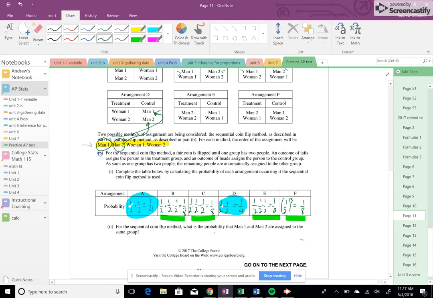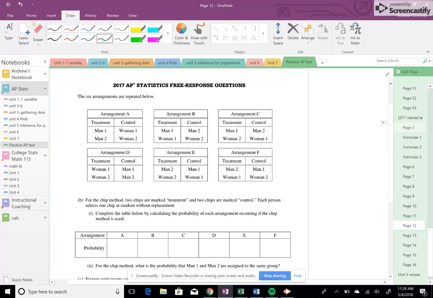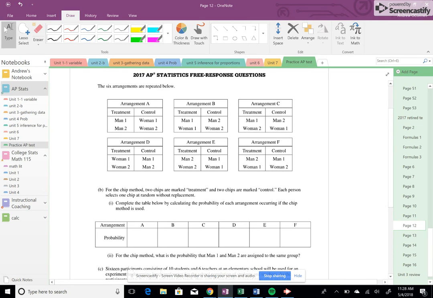So when it asks what's the probability that man 1 and man 2 are assigned to the same group, it means the probability of A happening plus the probability of D happening. Well, that's 1/4 and 1/4, or 1/2. And I won't change my story on that one.